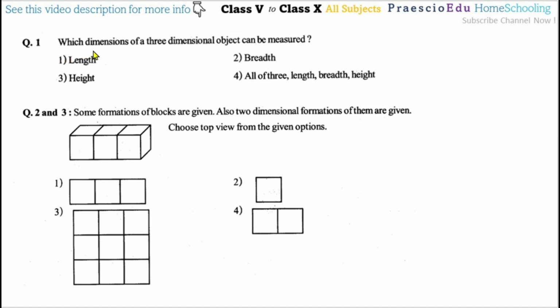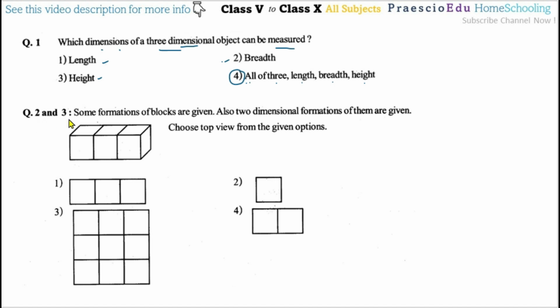So question number one is, which dimensions of three-dimensional objects can be measured? There are three dimensions, that means length, breadth and height. In a three-dimensional object we can measure all of these, not only the length, not only the breadth, not only the height, all of them we can measure. So option number 4, all three, length, breadth and height, is the correct one.